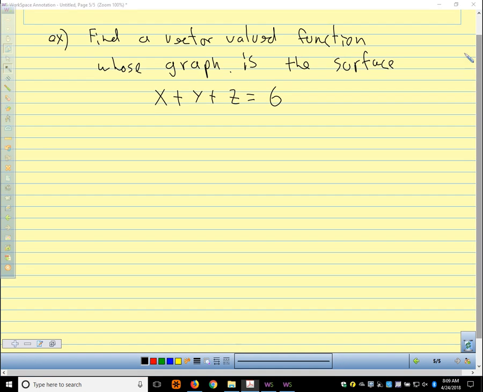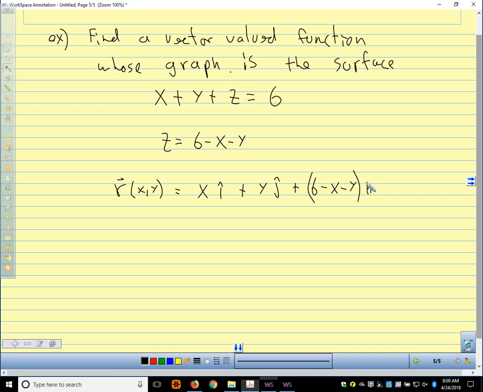So we can write an explicit representation of this surface, right? We can say z equals 6 minus x minus y. So then we can use x and y as our parameters. So r of x and y is just going to be x i hat plus y j hat plus 6 minus x minus y k hat. And if you wanted to, you could let x equal u and y equal v and write it as r of u and v. It's the same thing. This is fine.